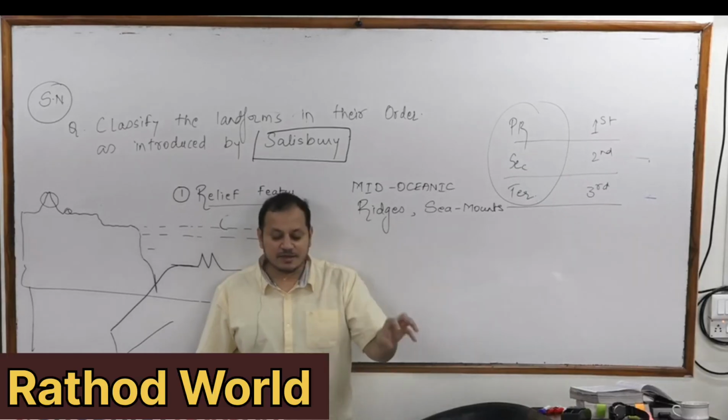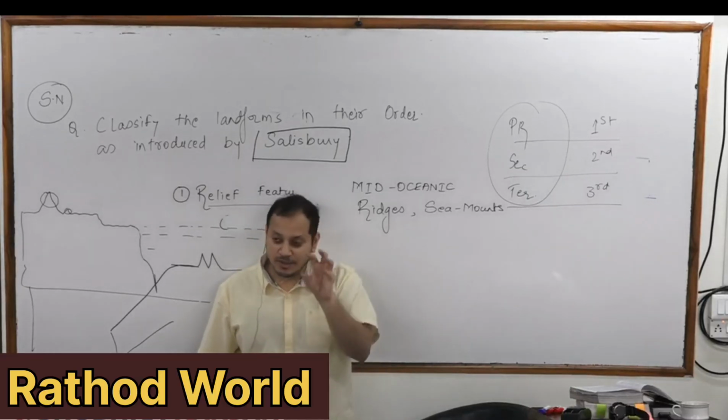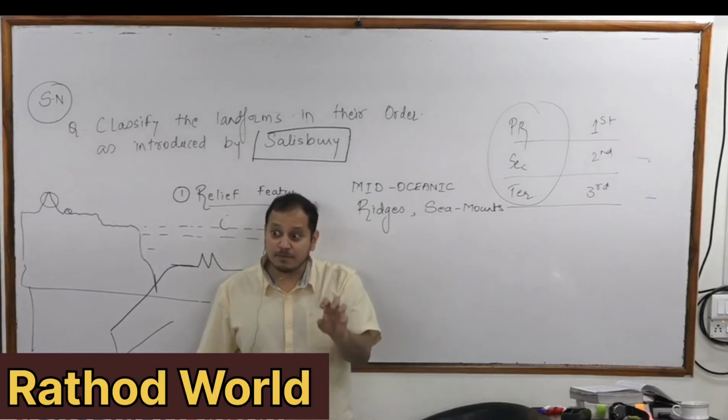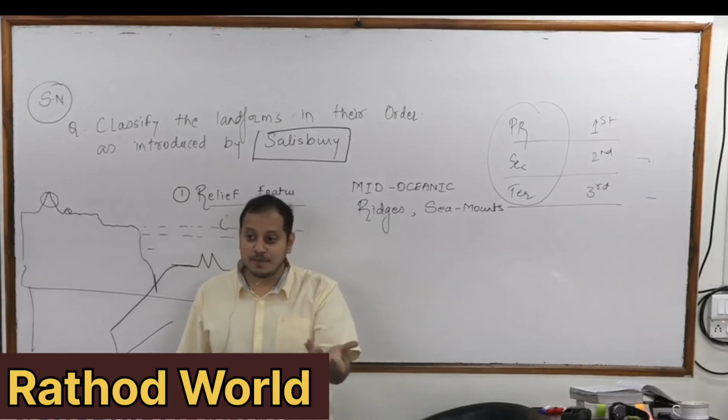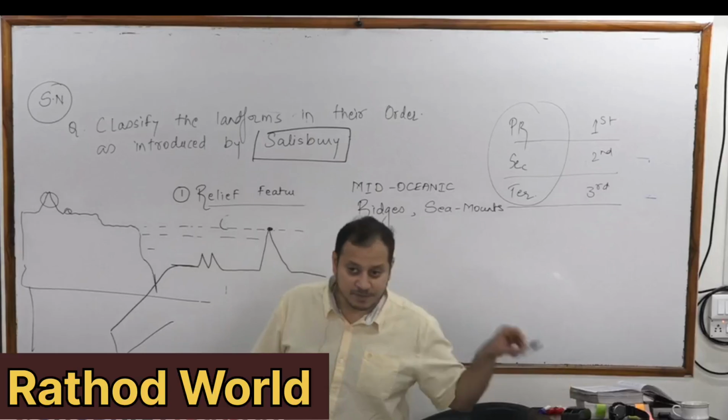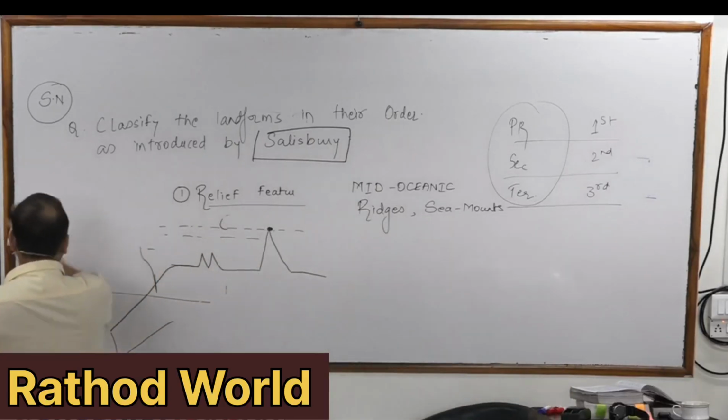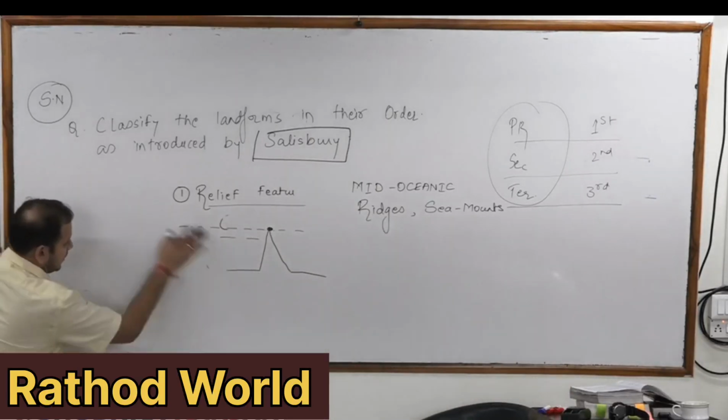Remember, second order relief features means those are formed due to endogenetic activities. Now there are some of the plains which are formed due to endogenetic activities also. Kaise plains banenge due to endogenetic activities? We don't have example of that in India. But take a case.